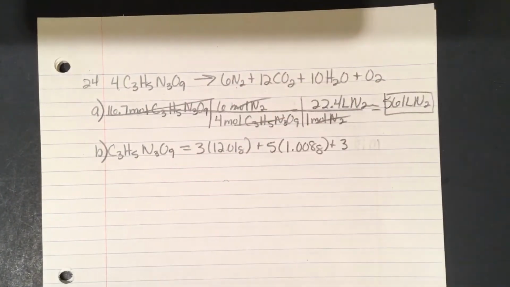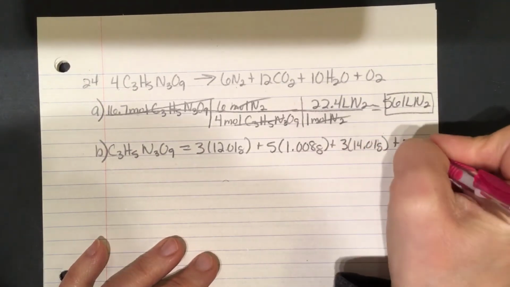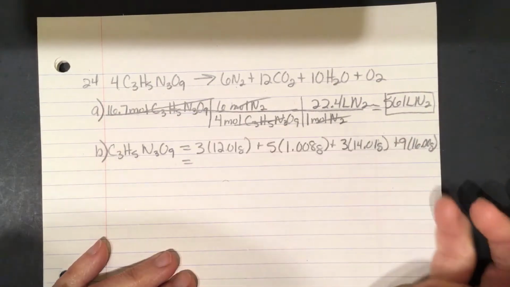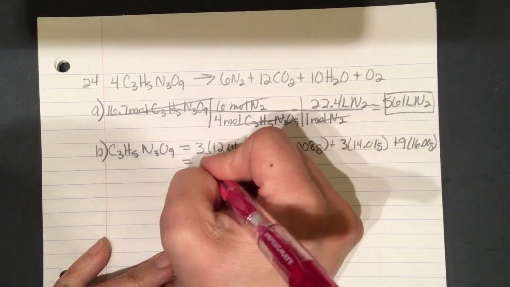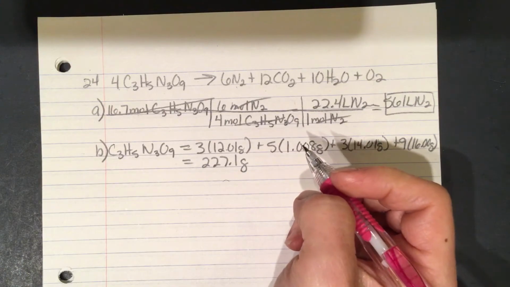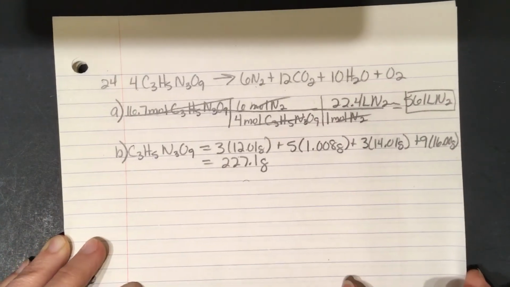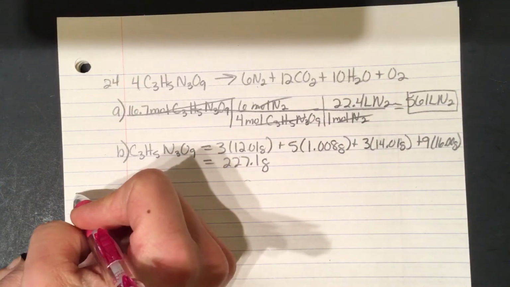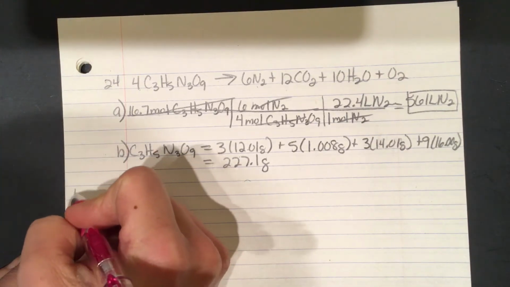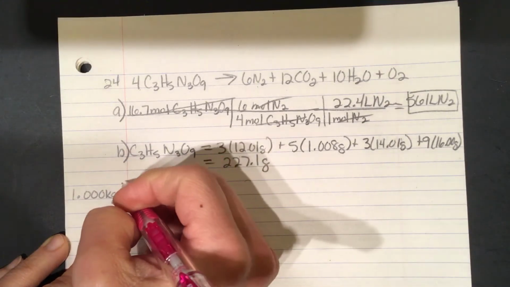Oh, I'm not writing those very well. When we multiply and add all of that up, we get 227.1 grams of nitroglycerin is 1 mole. Okay, so going down here, I'm going to start way over here so that maybe I can actually get all of this in. So we start with our known number, our 1 kilogram of nitroglycerin.